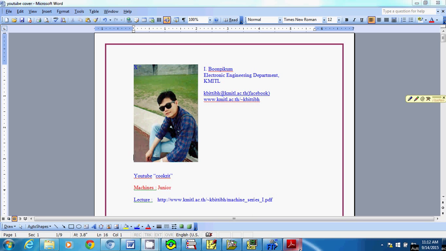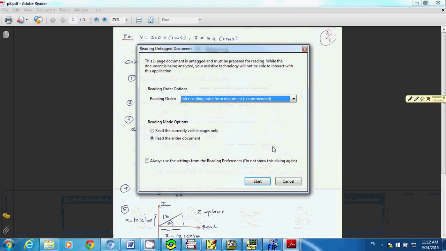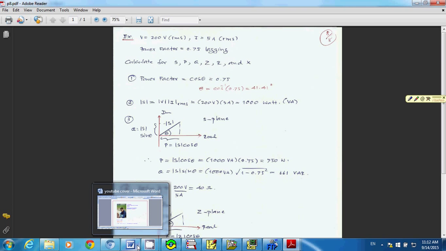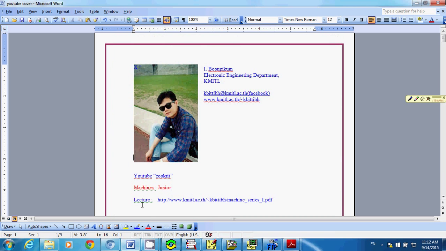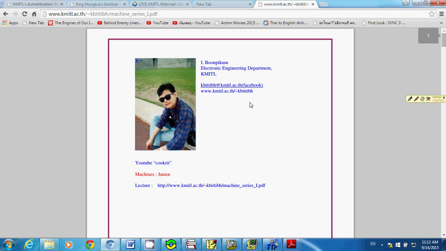What I did is I have my lecture note here for 8 pages. So I did the same thing. I upload my materials. You can print it out from the link as follow here: machine underscore series underscore one dot pdf. You can print it out for your reference.